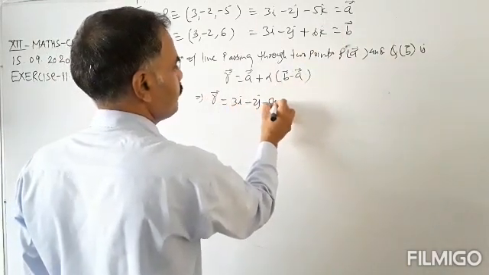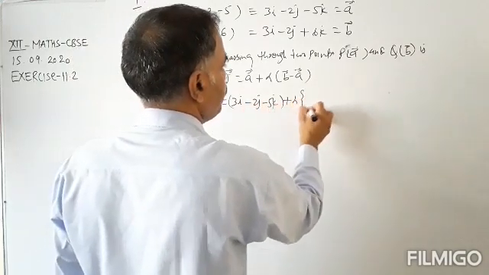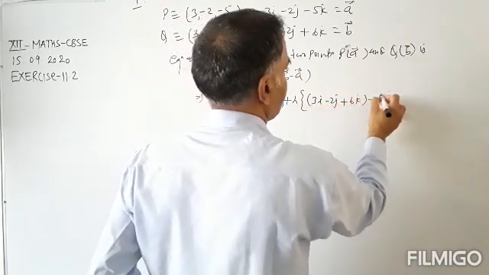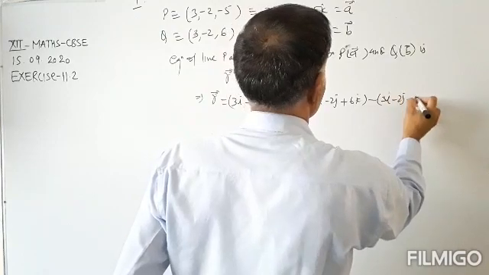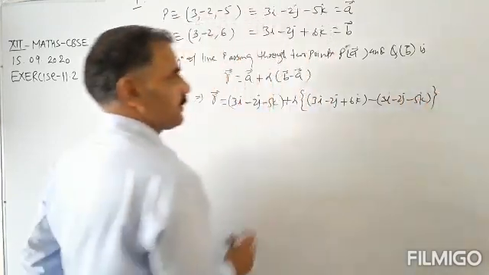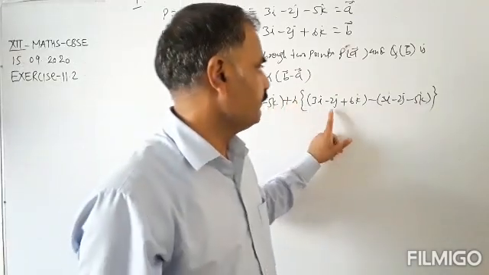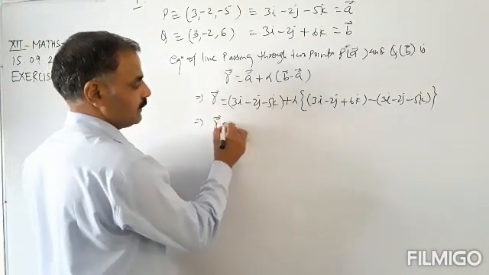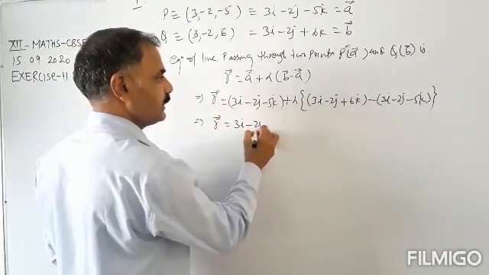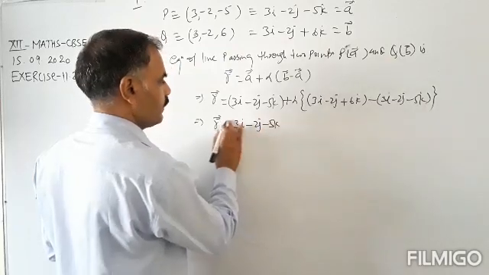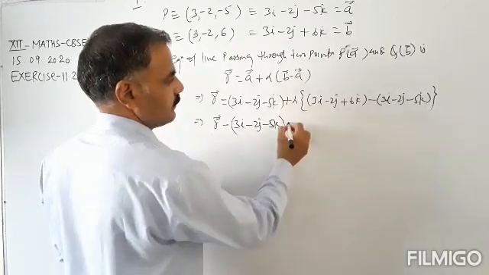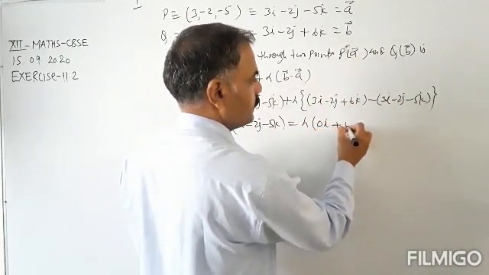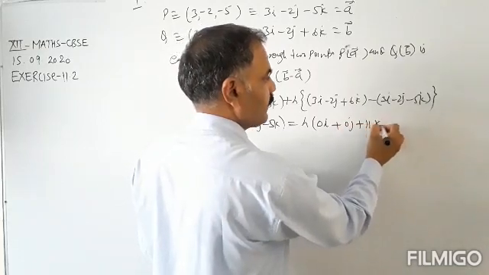plus lambda into (b vector minus a vector), that is (3i cap minus 2j cap plus 6k cap minus 3i cap minus 2j cap minus 5k cap). Okay, r vector equals a vector plus lambda (b vector minus a vector). Putting the values and solving, r vector equals 3i cap minus 2j cap minus 5k cap plus lambda into (0i cap plus 0j cap plus 11k cap).